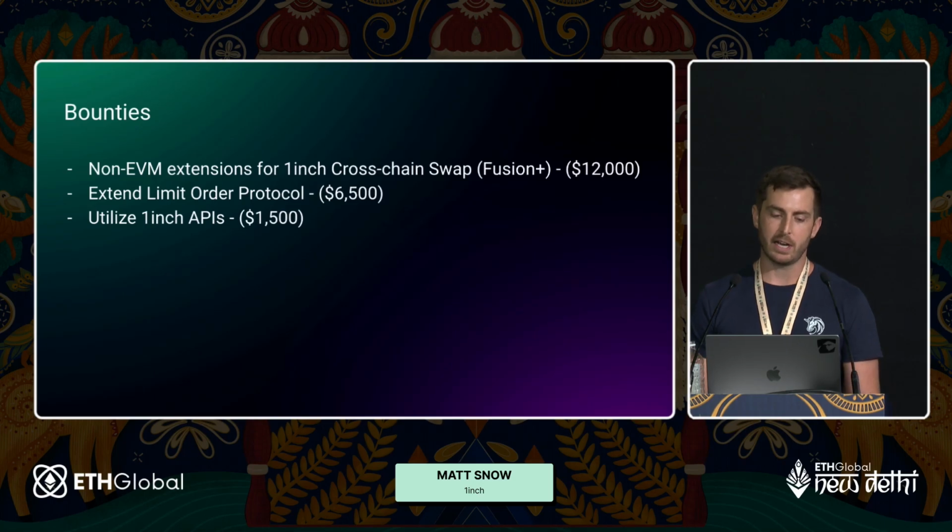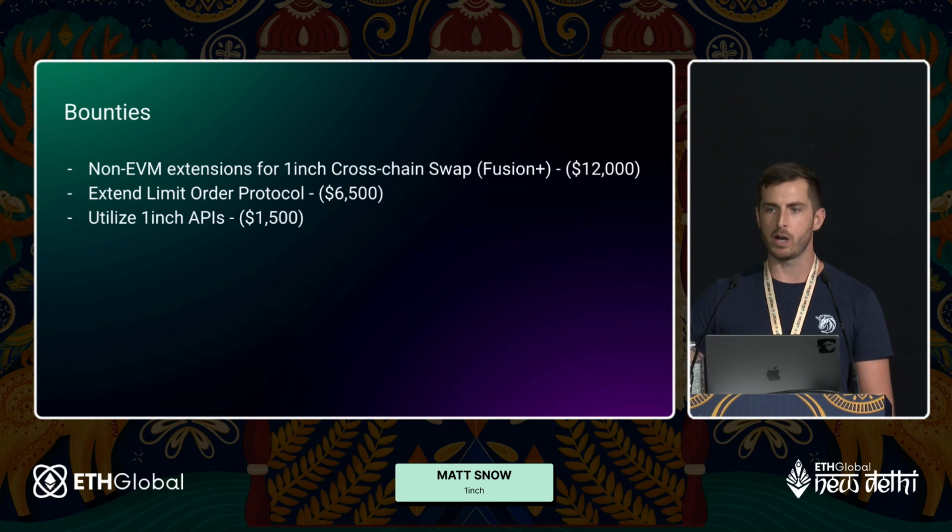And then the third one is our smallest bounty, for $1,500. Up to 5 teams can win $300 here. It's just for usage of any one of our APIs. So if you're pulling a wallet balance, checking some token data, or looking at NFTs, that will qualify you for this bounty also.